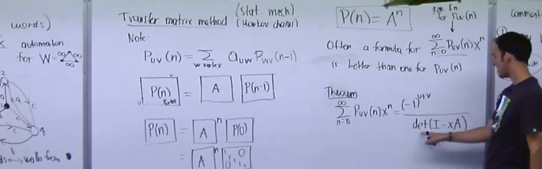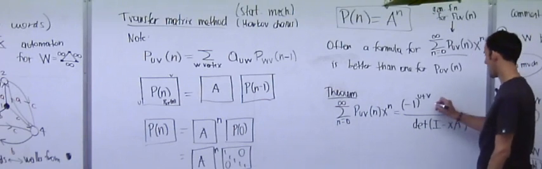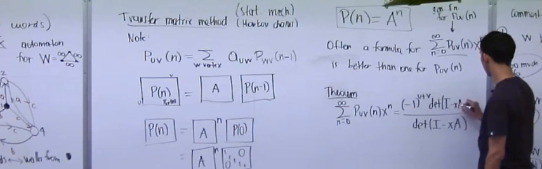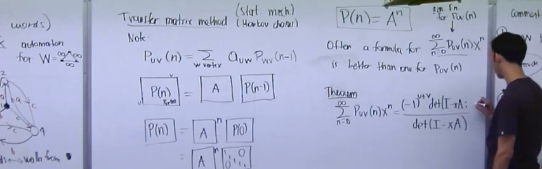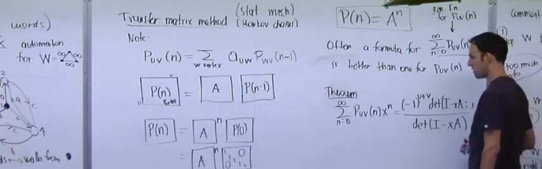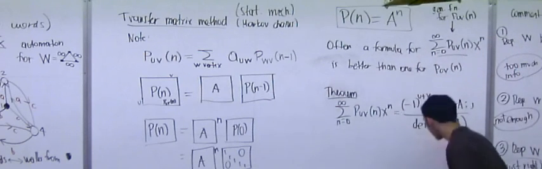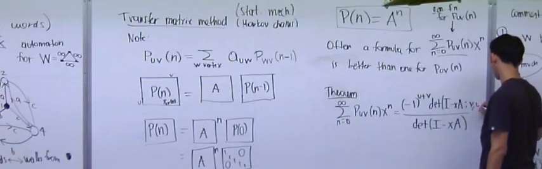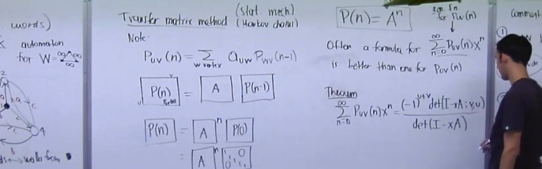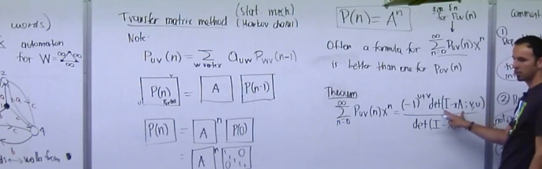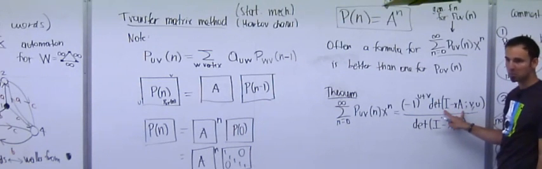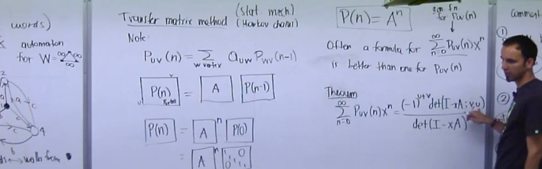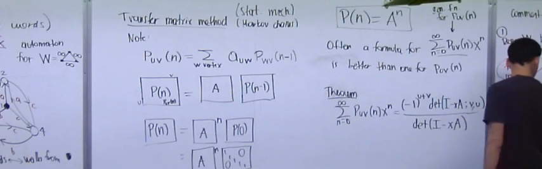The denominator is the determinant of I minus xA, and the numerator is the determinant of I minus xA, where you remove row v and column u. So you make a matrix. It's a square matrix because the adjacency matrix is square, remember. And we remove row v, remove column u, we get a square matrix, and we compute its determinant.